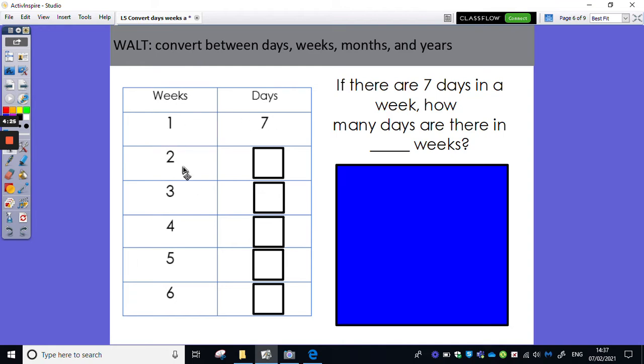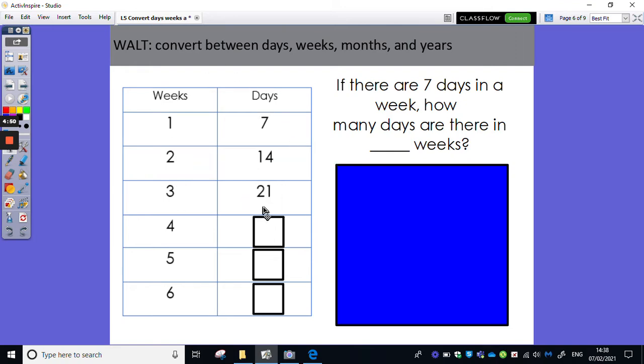How many days would be 2 weeks? So hopefully you're thinking I need to do 2 times 7, 2 lots of 7 days, which would be 14. So if there are 7 days in 1 week and 14 in 2, how many are going to be in 3 weeks? How many days in 3 weeks? So the calculation I need to do is 3 times 7, which is 21.